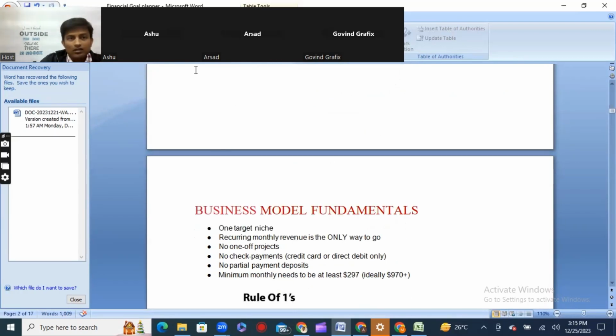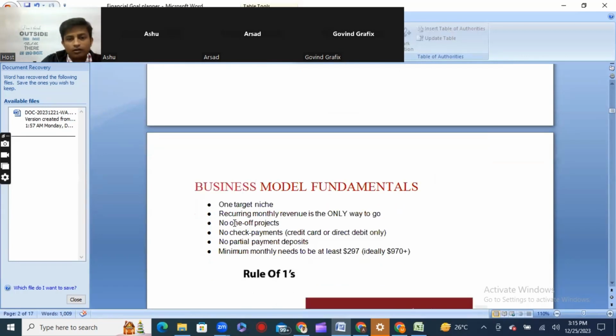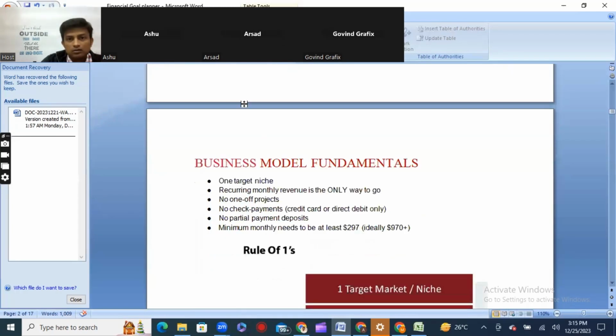Here you see the business model fundamentals. We will work on the rule of one. The rule of one says one niche. We will focus on recurring monthly revenue. Everybody thinks they will earn one-time money, but our goal will be to make recurring revenue. That's the model we have already discussed by Grant Cardone. We will focus on recurring monthly revenue, so that even when we don't work, revenue will still come.